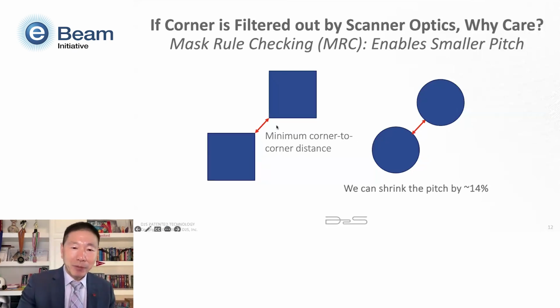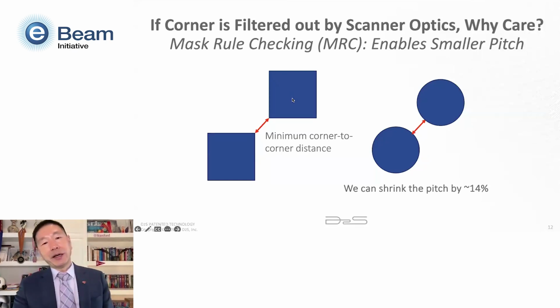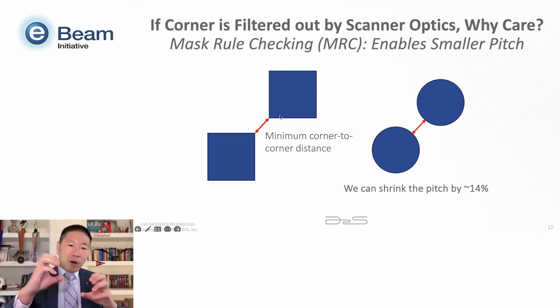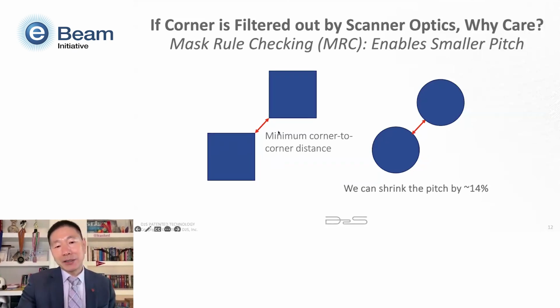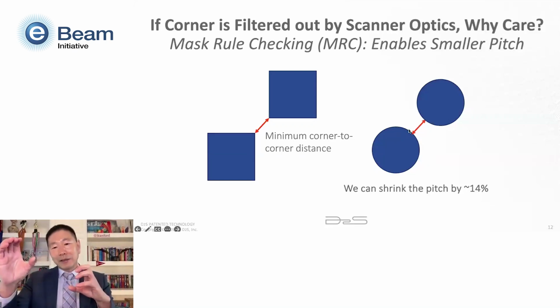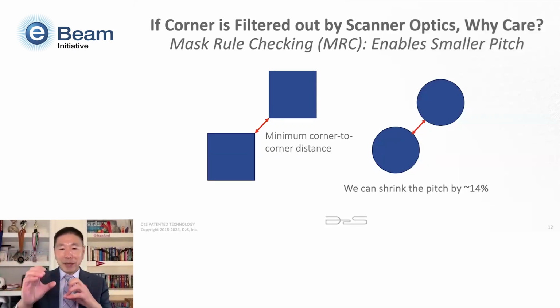So here is a simple example. Think about a contact array. You can use a square shape on the mask, or you can use a disc shape on the mask. But how small you can pack, or how tight you can pack those contact arrays, is actually limited by these mask rules, basically the minimum corner-to-corner rules. Without changing this corner-to-corner rule, if we just change the shape from square to disc, then the pitch can actually be reduced by 14%. So that's actually very significant.